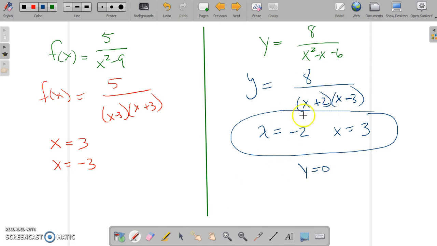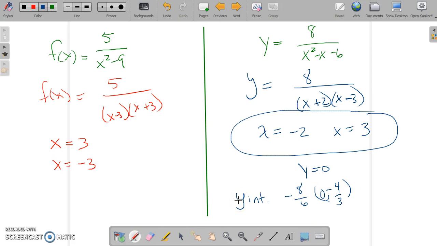Because if this denominator can never be 0, the numerator is never going to be 0. Okay, it's 8. It's always going to be 8. So there's no way that y can be 0. Okay. If I wanted to figure out what the y-intercept was, that's when x is 0. If I plug a 0 in here and a 0 in here, I'm going to get a negative 8/6, which is negative 4/3. So my y-intercept is this point right here, 0, negative 4/3.